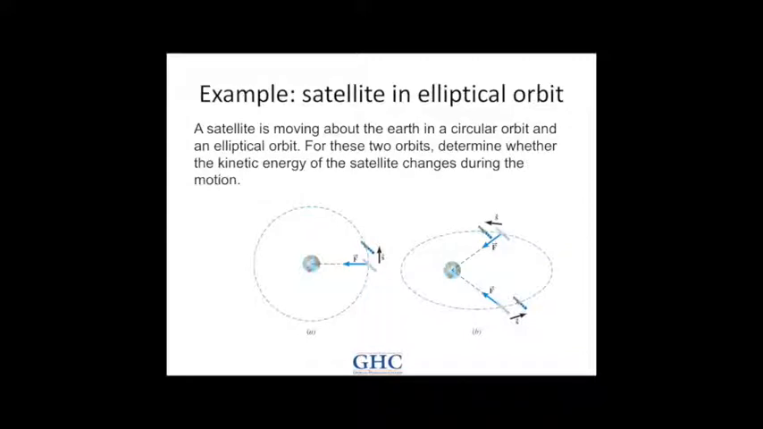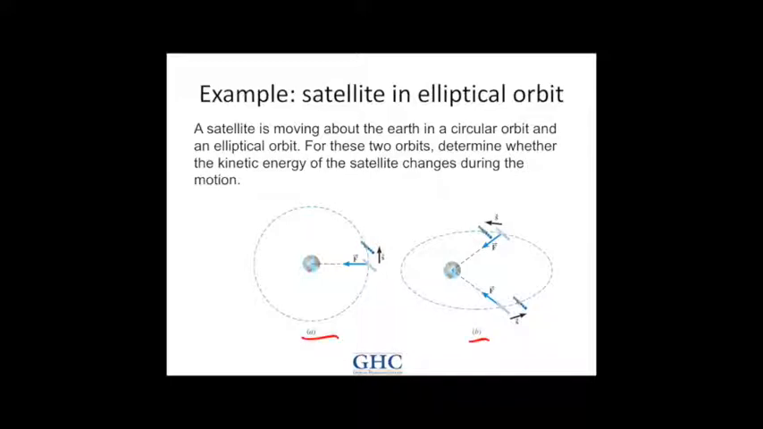So let's use the work energy theorem to study this conceptual example. We have two satellites. One is orbiting around the Earth in a circular orbit. Another one is orbiting around the Earth in an elliptic orbit. The velocity of the satellite of course changes, because the direction of the velocity keeps changing.